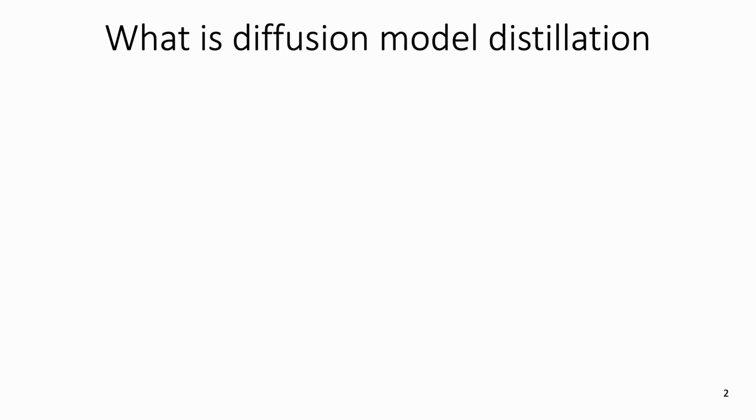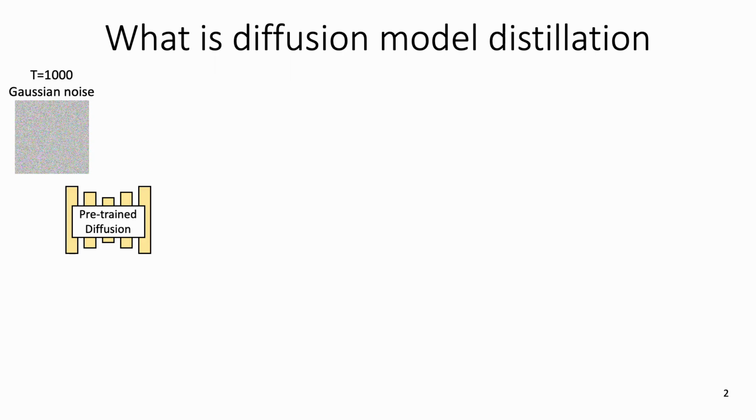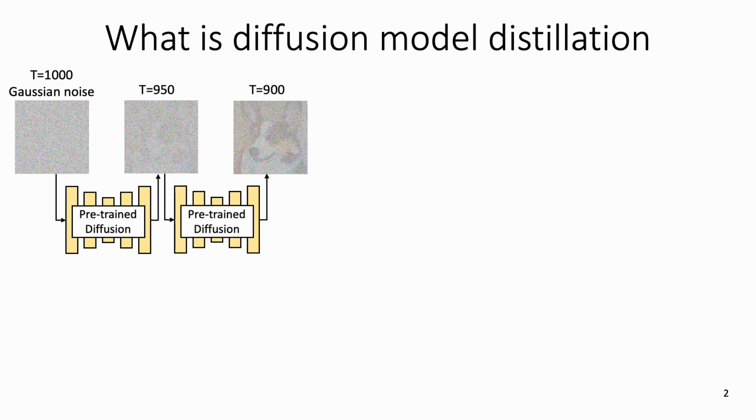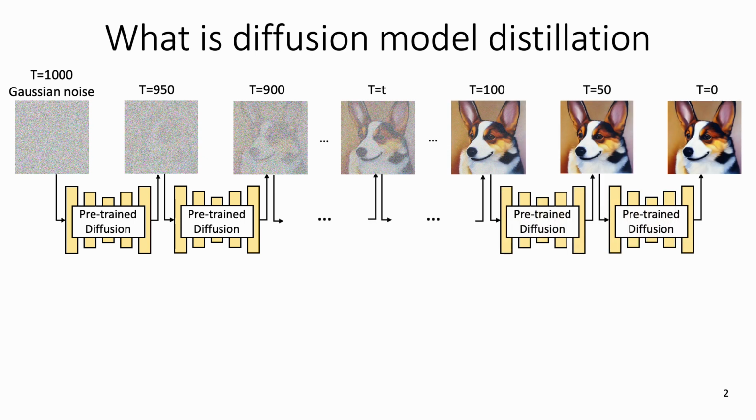What is diffusion model distillation? To explain, imagine you want to generate a single sample using a pre-trained diffusion model and DDIM sampler. We start by sampling random noise from a Gaussian distribution. This noise is given to the pre-trained diffusion model, generating a one-step denoised output like this one. Then we can do this process again to get a clearer output and repeat this denoising process over and over until we get the clear pixel images.